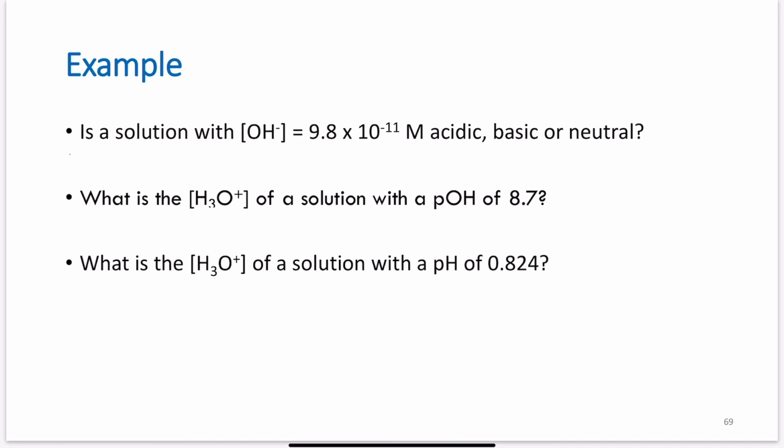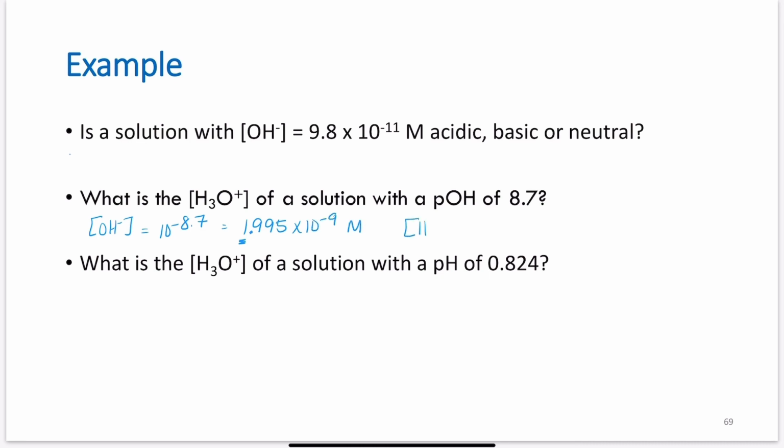What is the H3O plus concentration of a solution with a pOH of 8.7? Well, remember what pOH is. You can find hydroxide concentration from pOH. Ten raised to the negative 8.7 gives you 1.995. I need one sig fig here, but I don't want to round this right now. 1.995 times 10 to the minus 9th molar.